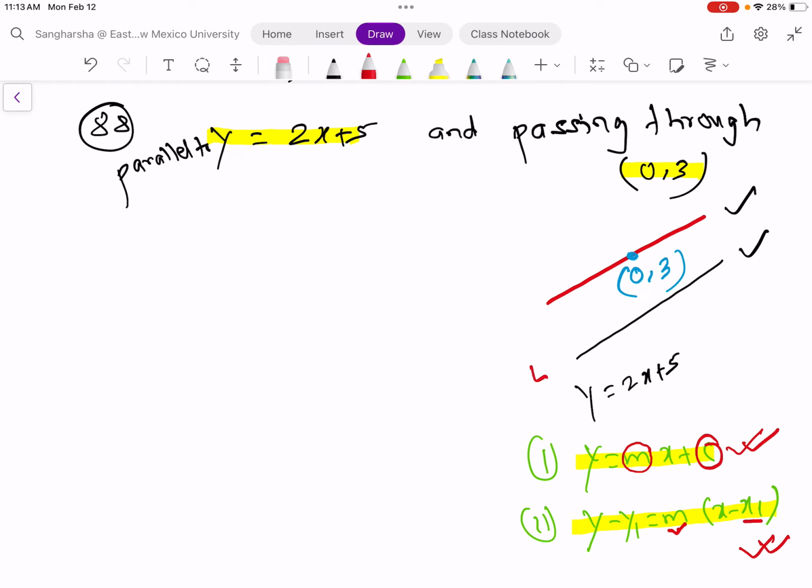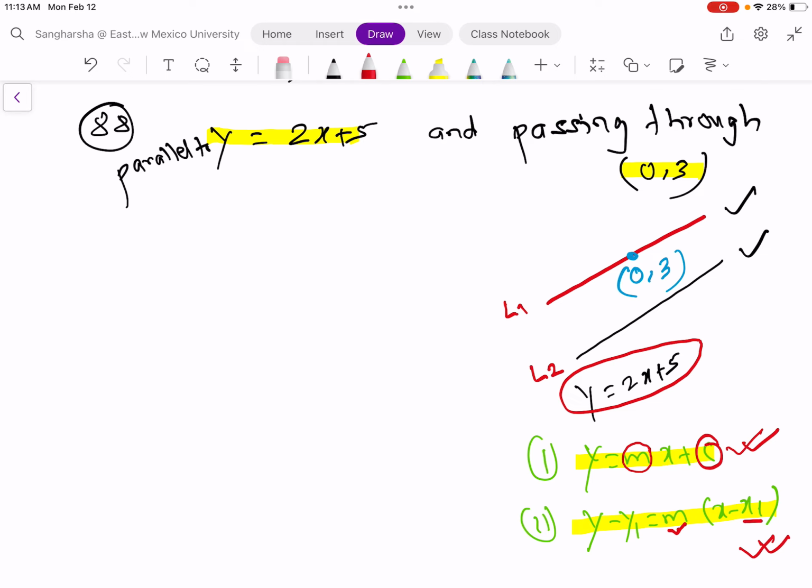Okay, now let me call this line 2 again. This is line 1. So line 2 has the equation y equals 2x plus 5. And line 1 and line 2 are parallel to each other. Now how do we find the slope of line 1? These two are parallel to each other, and if lines are parallel to each other, what do we know about their slope?